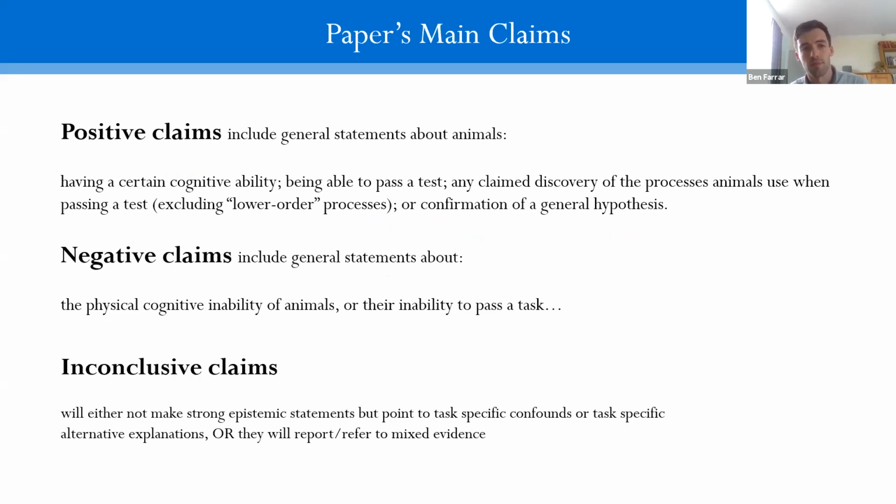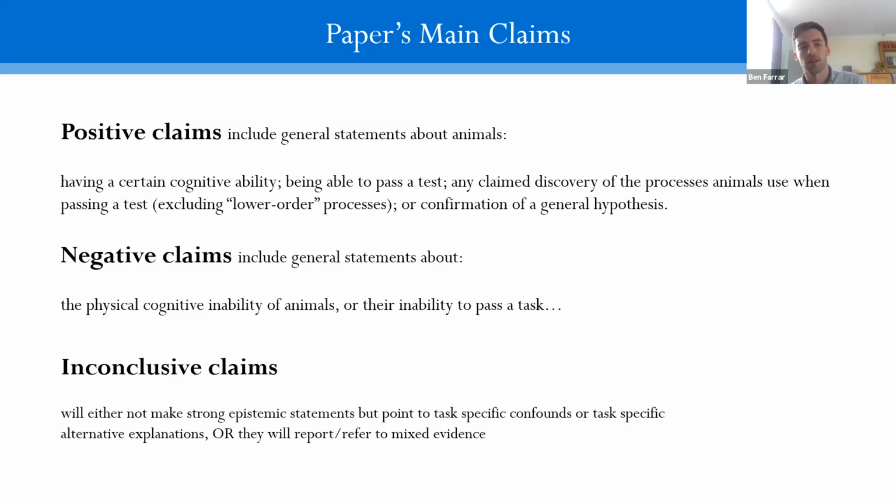So these positive claims were saying that an animal has a certain cognitive ability, it's able to pass a test, or anything that was kind of good about the animals, anything saying these animals are smart, they understand physical cognition. Negative claims, we're going to be saying, okay, well, the animals failed the test, they were a little bit dumb maybe on this one. And inconclusive might have a little bit of both, or point to difficulties in the task.